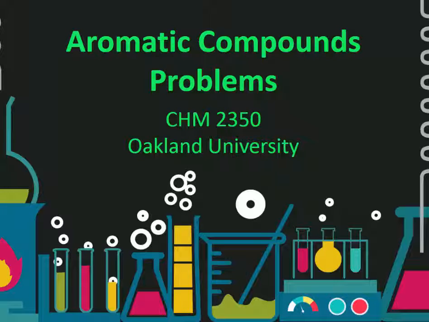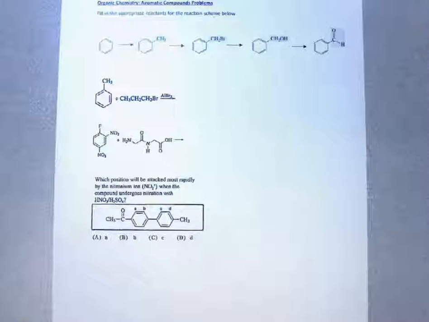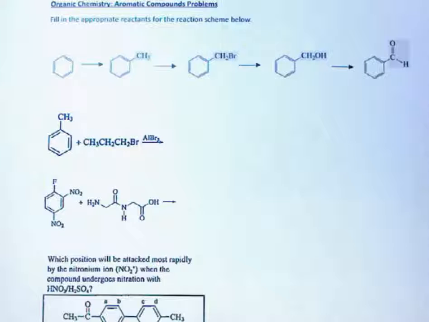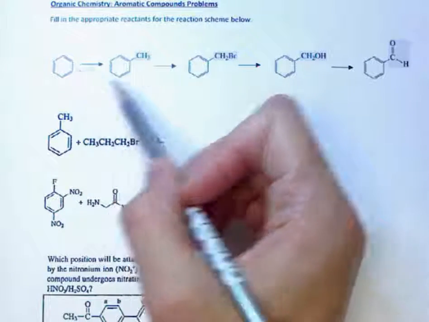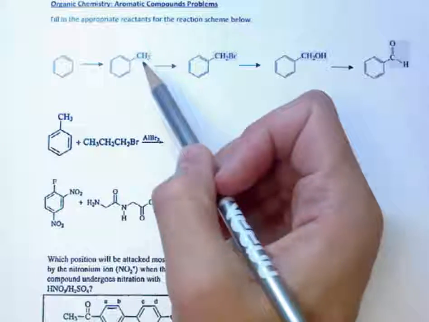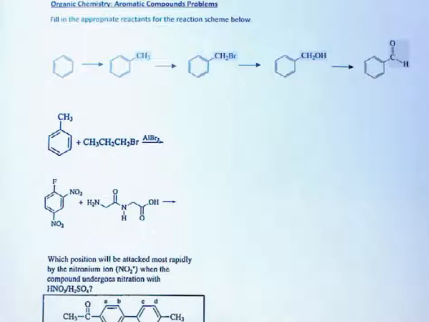This video will be problems on aromatic compounds. For the first question, we have to fill in the appropriate reagents for the reaction scheme below. For the first step, we are adding a methyl group. For this step, a Friedel-Crafts alkylation could be used.